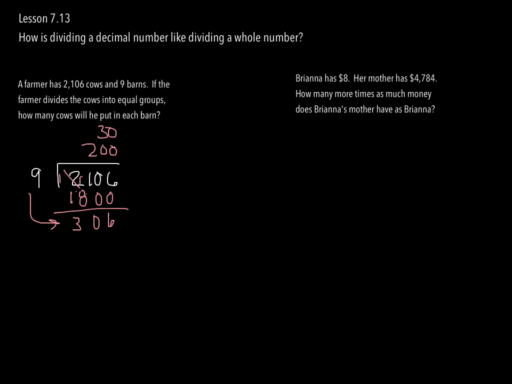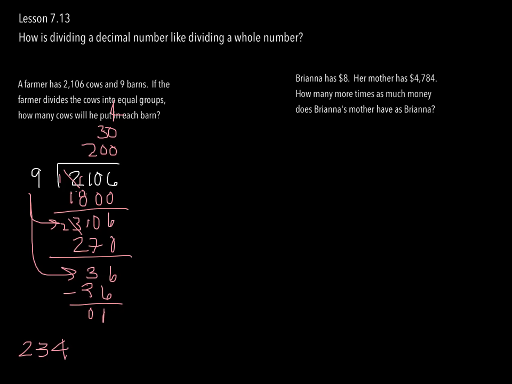So that's going to be 27, add a 0. Now I'm going to subtract 6. That's going to be 10. 36. How many? 9 into 36, that's going to be 4. So 36, subtract 0, 0. So I'm going to 200 plus 300 plus 4. So there's going to be 234 cows in each barn.